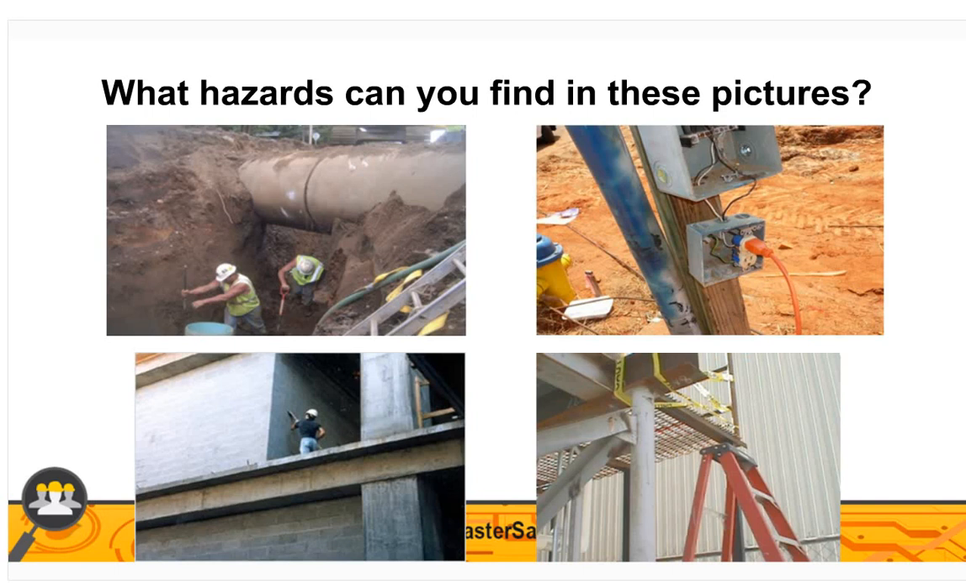Options here would include some form of a guardrail system, perhaps even utilizing a fall arrest harness and lanyard. In the picture on the bottom right-hand corner, it appears as though employees have used an A-frame ladder to access a section of a catwalk. This may be currently under construction at a facility.